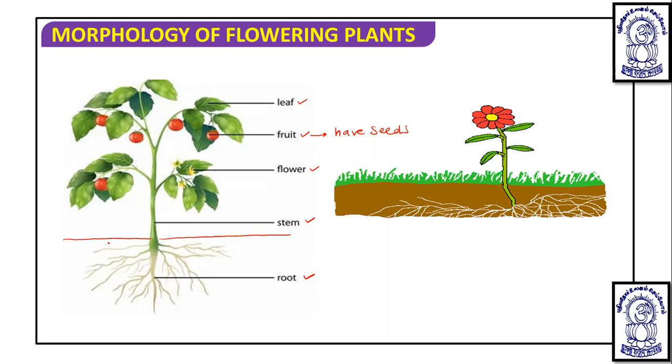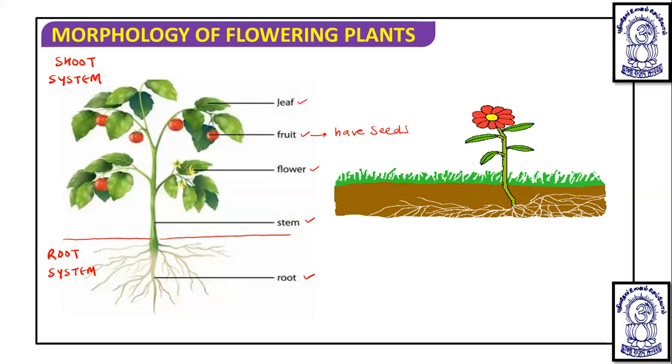Now, suppose this is the soil layer. Whatever structure comes above the ground is a part of the shoot system, whereas whatever lies below the ground is a part of the root system. In a root system, usually we have a root and its branches. But in a shoot system, you will see the presence of stem and its branches.